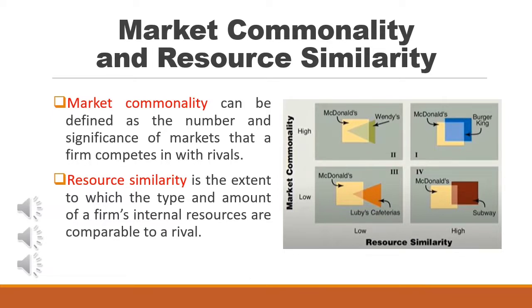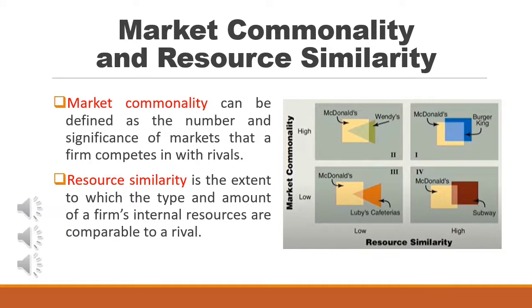For McDonald's and the Luby's cafeterias, the market commonality is low and the resource similarity is low. So, different shape and malayo, hindi sila masyadong nag-overlap, konti lang. And for McDonald's and Burger King, the market commonality is high and the resource similarity is also high. So, same shape and malaki yung overlap nila.